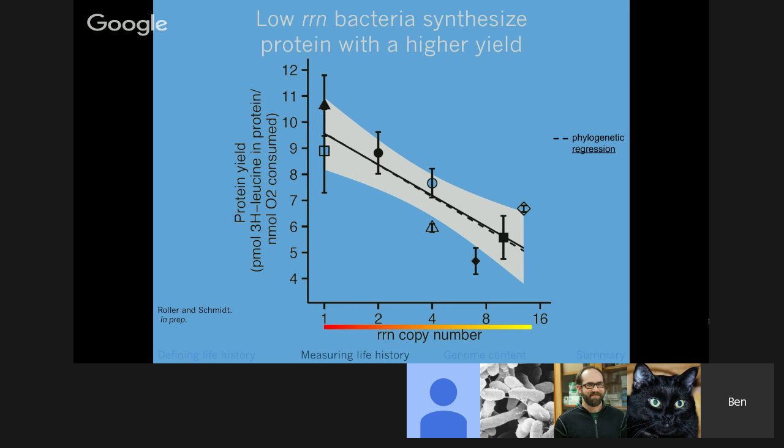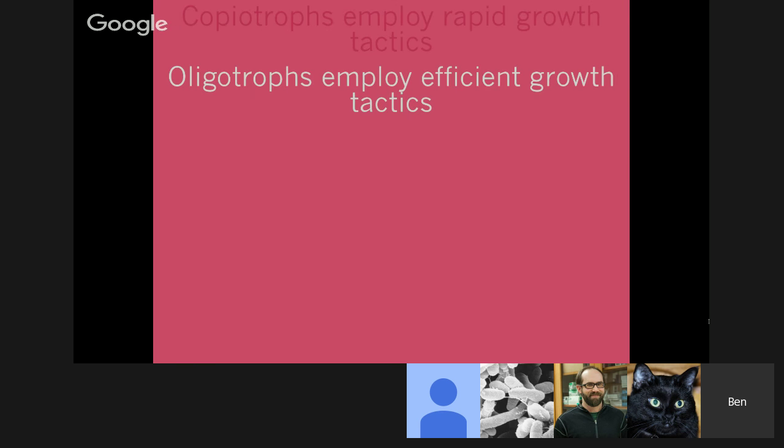But again, we can't prove that this trade-off exists with comparative data alone, and we'd have to do some sort of experimental evolution experiment to really get at if RNA content really is predictive of a trade-off, and if that trade-off is being driven by ribosome phenotypes. So with that data, I think we've got some decent evidence to suggest that oligotrophs do tend to employ efficient growth tactics and grow more efficiently than copiotrophic organisms.